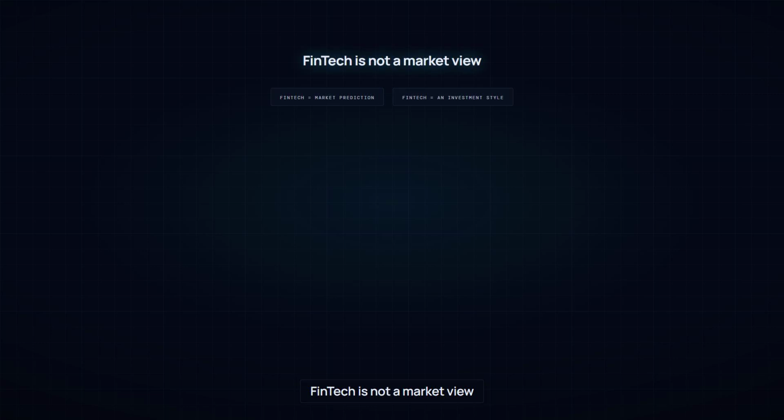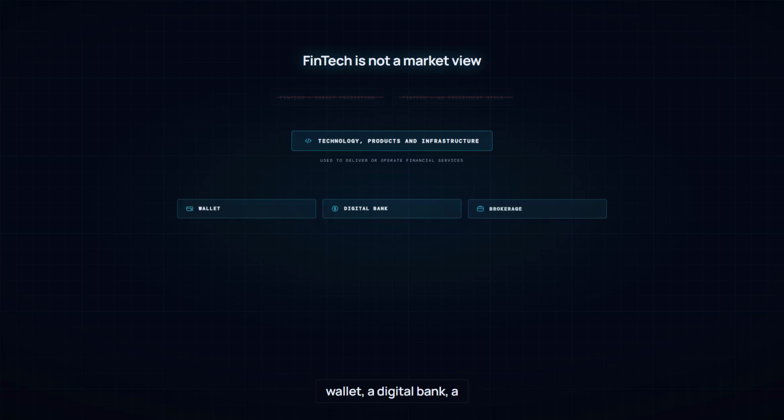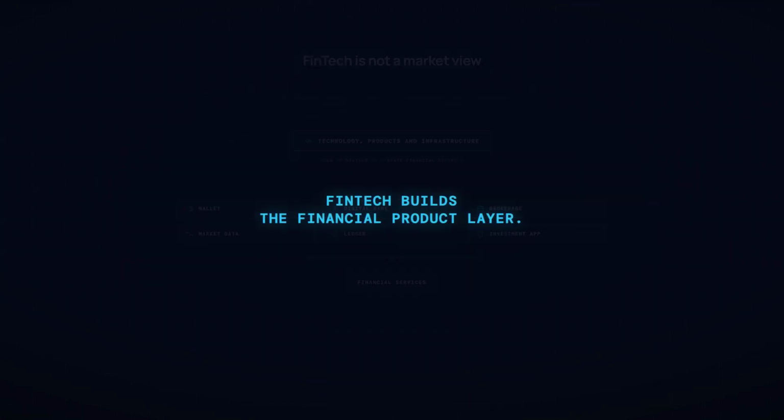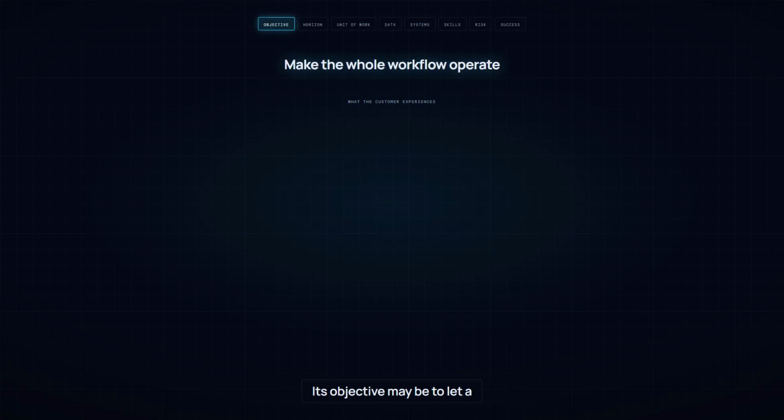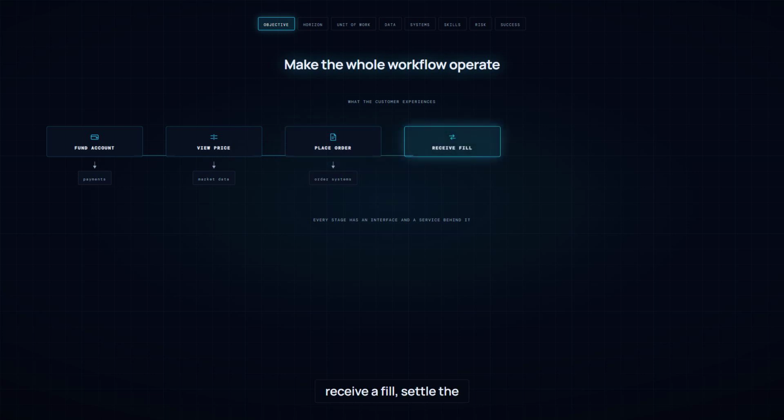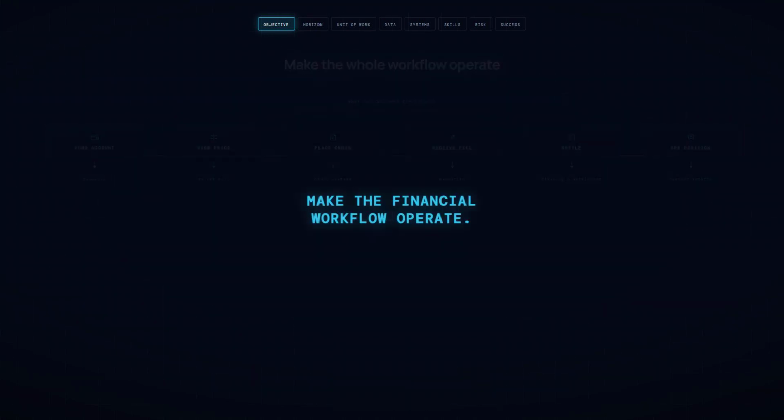FinTech is not a market view and it is not an investment strategy. It is the technology, products, and infrastructure used to deliver or operate financial services. A FinTech team may build a wallet, a digital bank, a brokerage, a market data interface, a ledger, or an investment application. Its objective may be to let a customer fund an account, view a price, place an order, receive a fill, settle the transaction, and see the correct position afterward.